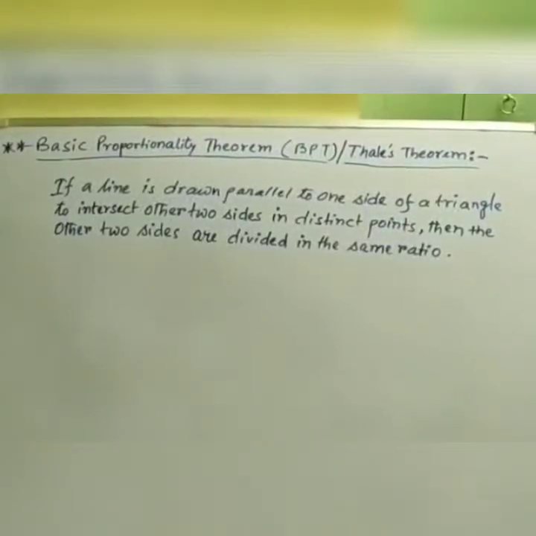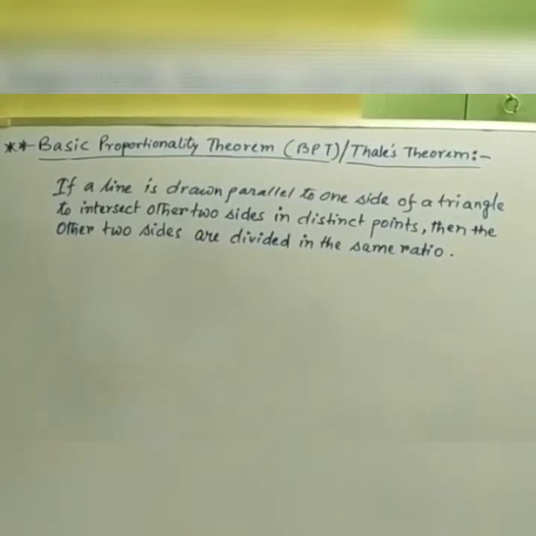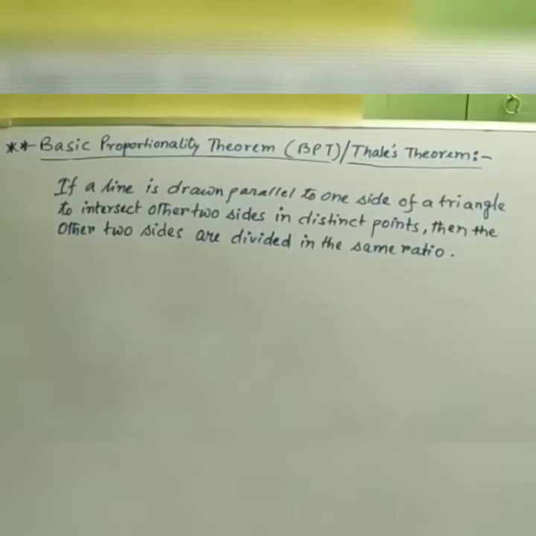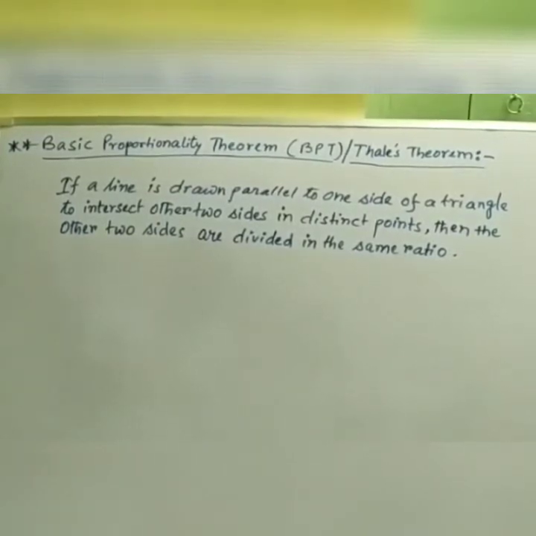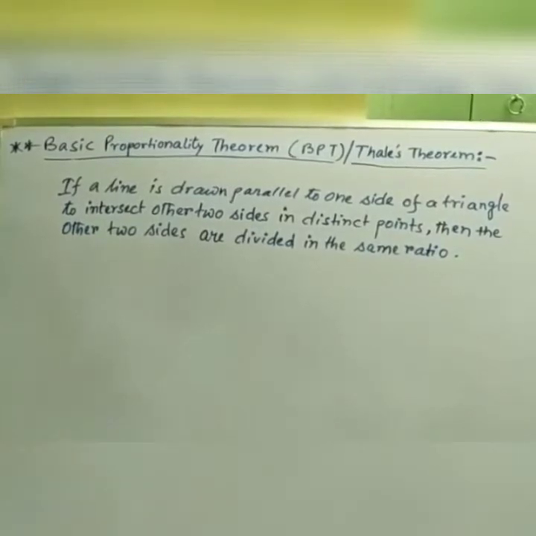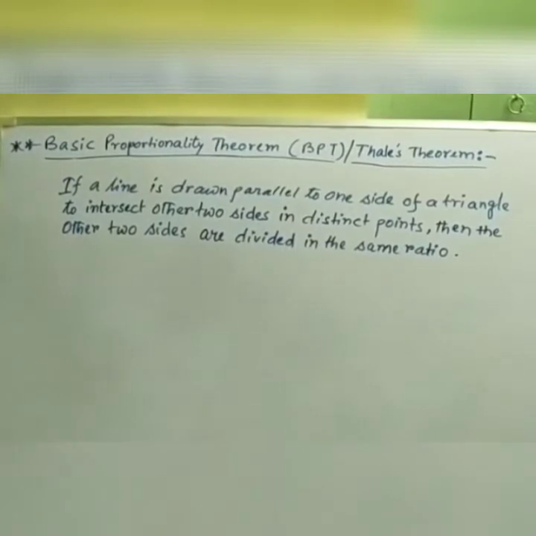We will learn about one of the most important theorems of this chapter, triangles, and that is the Basic Proportionality Theorem, short name BPT, and this theorem is derived by Thales. So by his name, this theorem is also known as Thales theorem. So we will learn about the Basic Proportionality Theorem or Thales theorem. Both are the same.